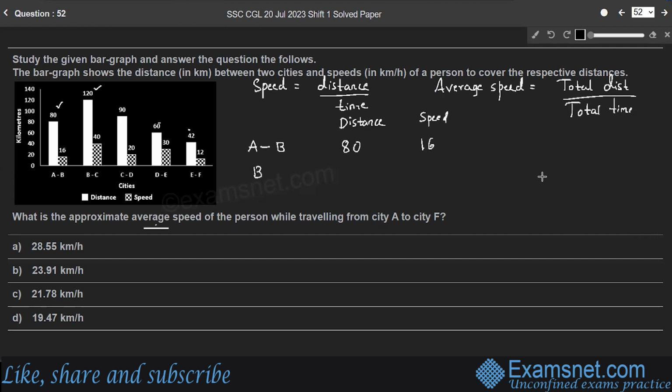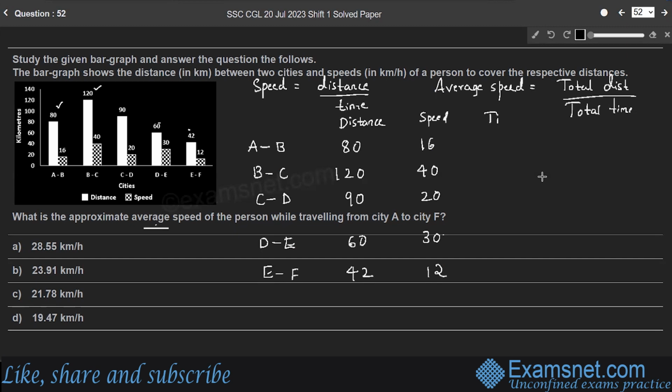So when it is from B to C, the distance is 120 kilometers and he was moving with the speed of 40 kilometers per hour. When he travels from C to D, he covers the distance of 90 kilometers with the speed of 20 kilometers per hour, right? From D to E, the distance is 60 kilometers and he was traveling with the speed of 30 kilometers per hour. And E to F, the distance is 42 kilometers and the speed was 12 kilometers per hour.